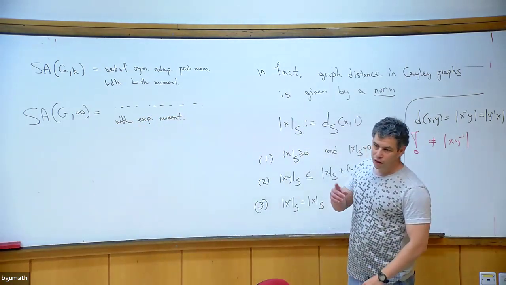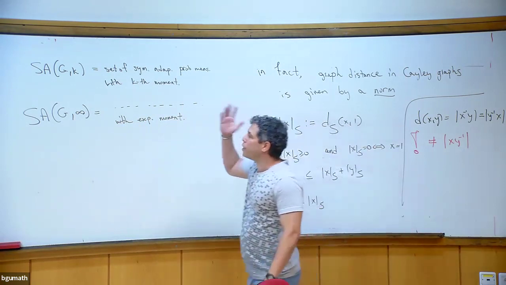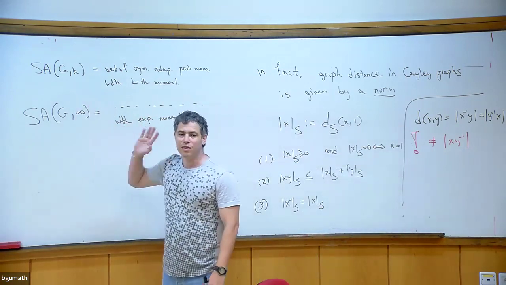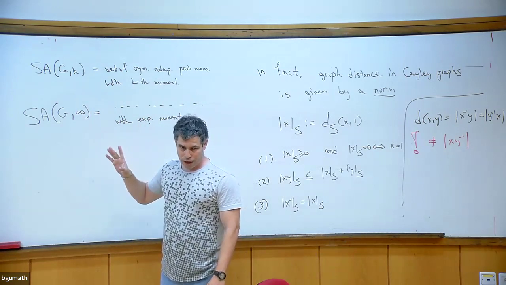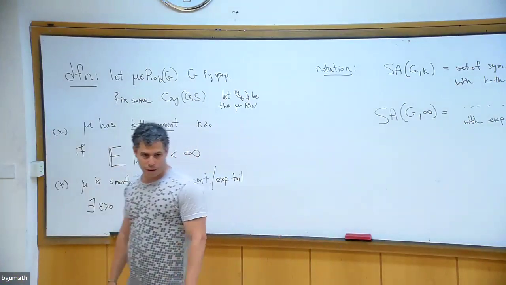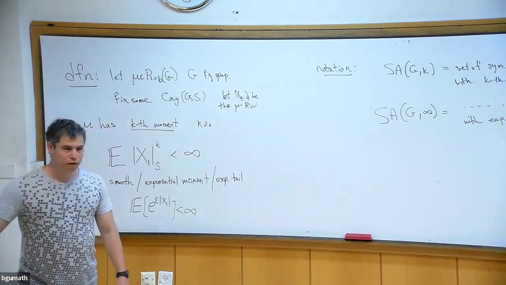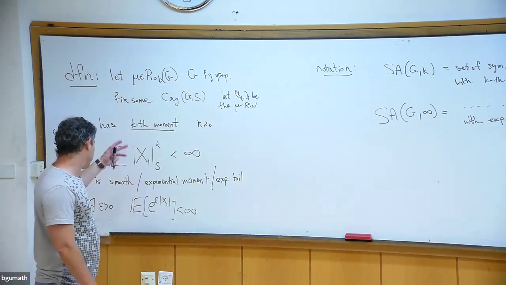Infinity could a priori mean that you have a kth moment for every k. That's not the same as having an exponential moment. That's weaker. Having something for every k does not mean that you have an exponential tail. I can easily give examples. These things basically don't have anything to do with each other.